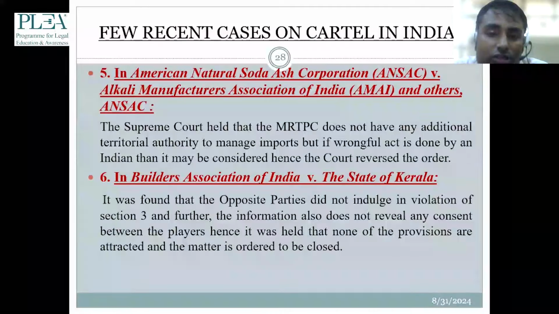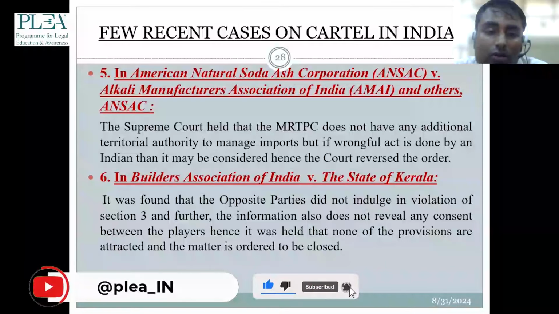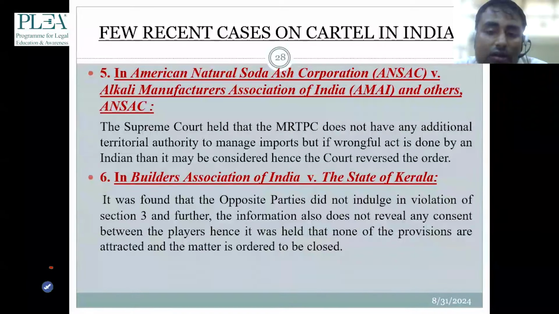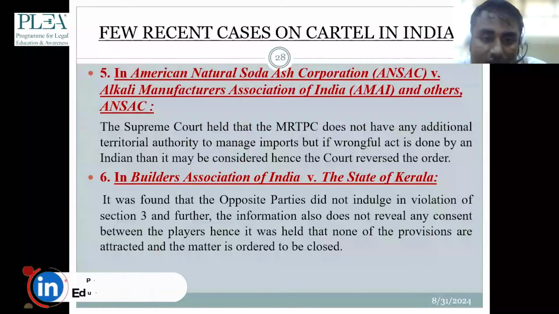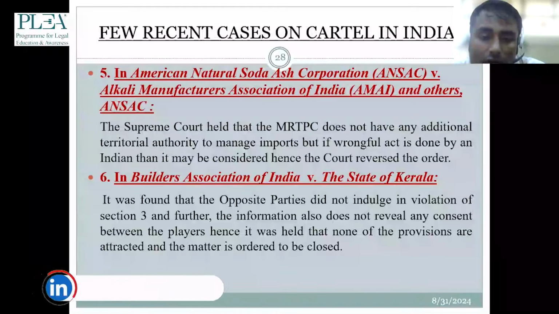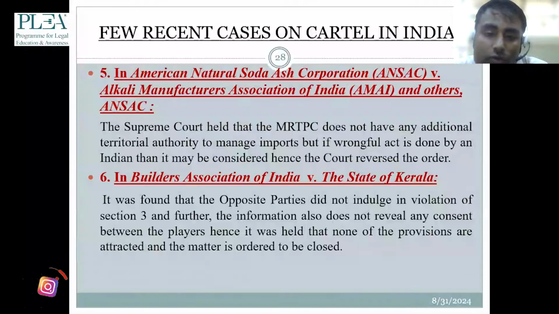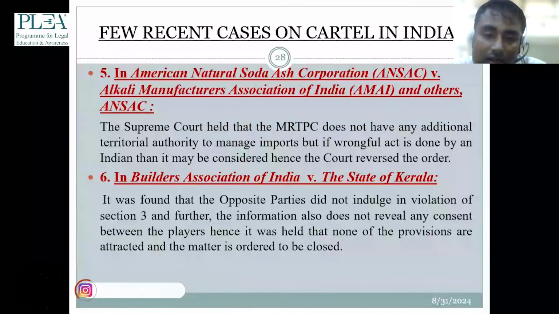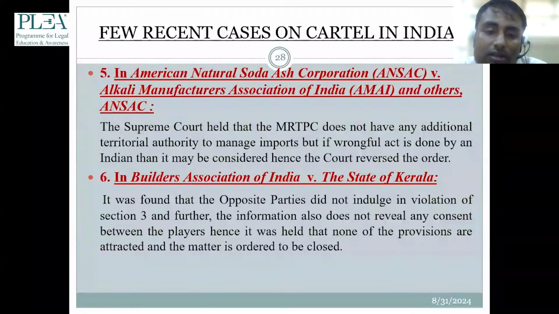In American Natural Soda Ash Corporation, ANSAC, versus Alkali Manufacturers Association of India, AMAI, and others, the Supreme Court held that the MRTPC, the earlier act before the Competition Commission, does not have any additional territorial authority to manage imports, but if a wrongful act is done by an Indian, then it may be considered. Hence the court reversed the order. The Monopolies and Restrictive Trade Practices Act was the Act of 1969, and it was converted to the Competition Commission of India when CCI was started in 2002.